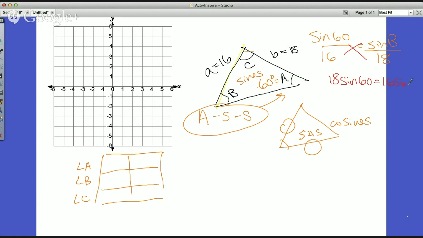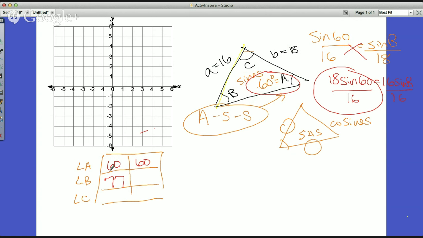Now, if I divide by 16, 18 sine of 60 divided by 16 equals what? Someone want to throw it down? What would you get there? Would you say 77? 77. Good. So if I did that now, 77 would be my degrees for angle B. And since I know angle A is 60 degrees, what I can do is actually plug 60 degrees in for angle A for both parts there.